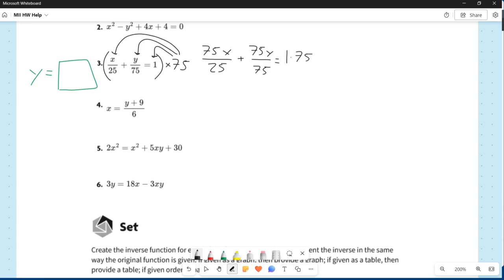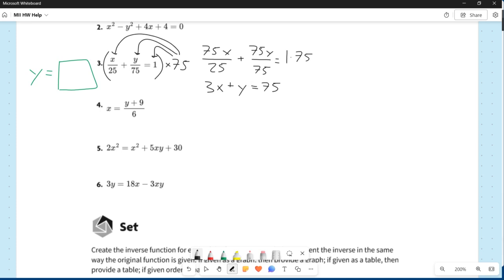My first term here, 75x over 25, well, 75 divided by 25 is 3, so that simplifies to 3x. Then I have 75y over 75. My 75s are going to cancel, which is exactly why I'm doing this. That shouldn't be a surprise. So I end up getting y. And then, of course, 1 times 75 is 75.